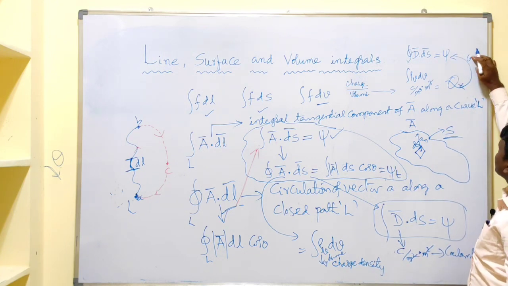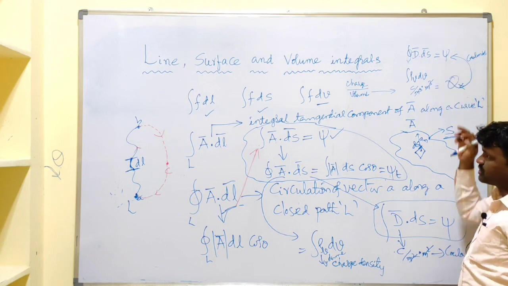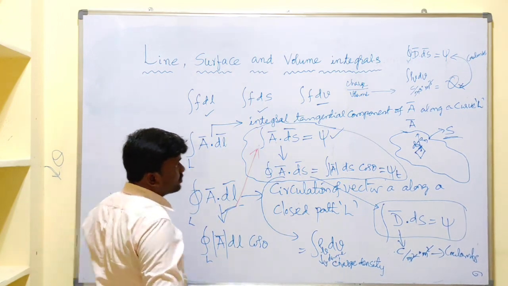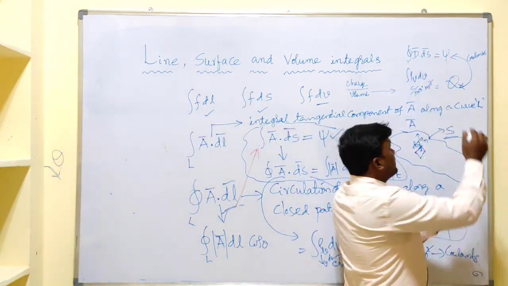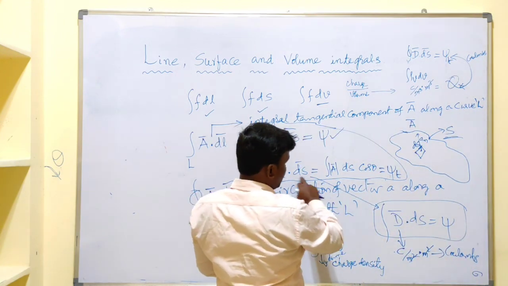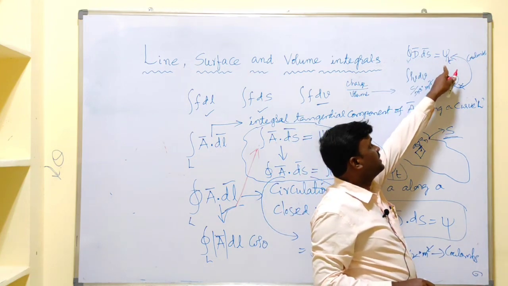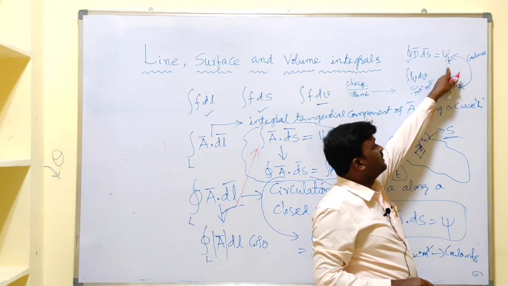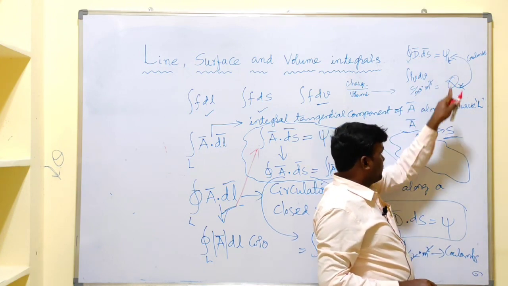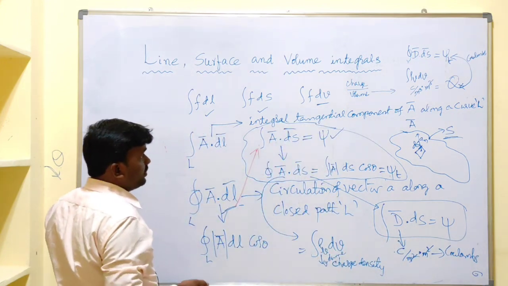Here we can say that flux equals charge. That means total flux. What I said, it is closed surface integral. I consider the closed surface integral of vector A. Instead of vector A, I consider this D. That gives total flux of this vector from the given surface. Is equal to like that.